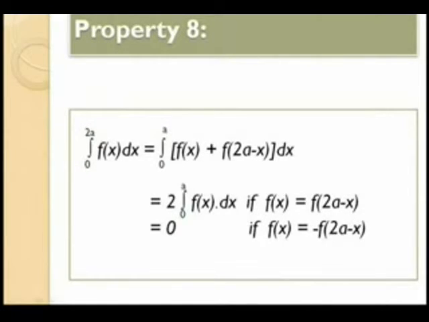So this property says that the integral of f(x) dx from 0 to 2a is equal to the integral of f(x) + f(2a - x) times dx from 0 to a. Now this would be equal to 2 times the integral of f(x) dx from 0 to a if f(x) is equal to f(2a - x), and this would be equal to 0 if f(x) is equal to minus f(2a - x). So let's look at the proof of this.